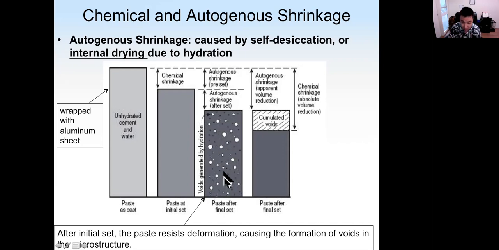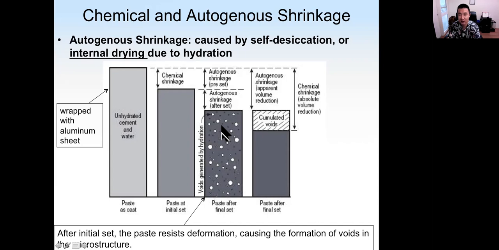So let's look at the third one. This is a paste after the final set. Before set, we could have some small amount of autogenous shrinkage. That is before concrete set. It doesn't really matter. But after set, the concrete can shrink because we have pores generated. If the pores dry out, that will cause concrete to shrink due to the shrinkage stress, which we will quantify in a moment. So we have some autogenous shrinkage after concrete set.